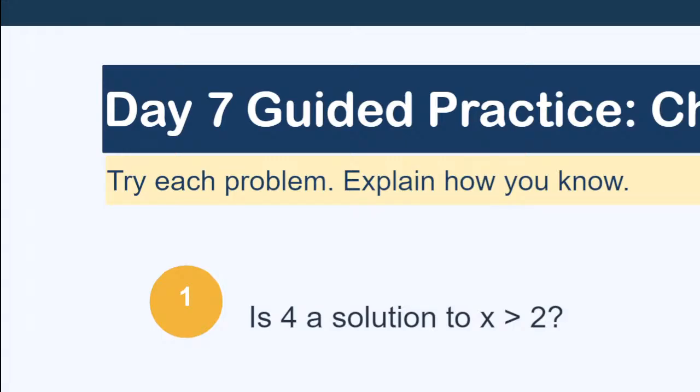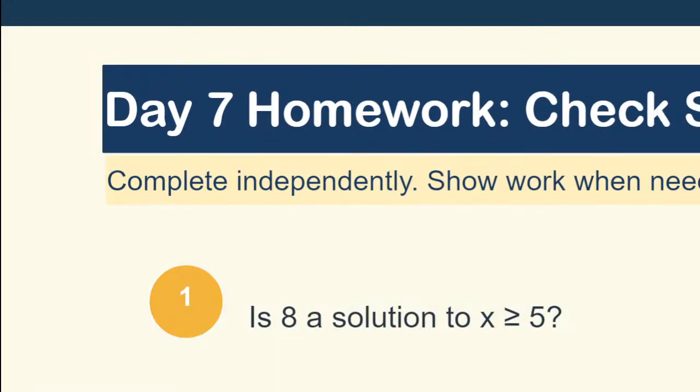Number 1 is 4 a solution to x is greater than 2. Number 2 is 6 a solution to n is less than or equal to 5. Number 3 is minus 3 a solution to y is greater than or equal to minus 3. Number 4 is 10 a solution to p is less than 10. Work with the teacher or partner and show these. This one complete independently, and show work when needed.